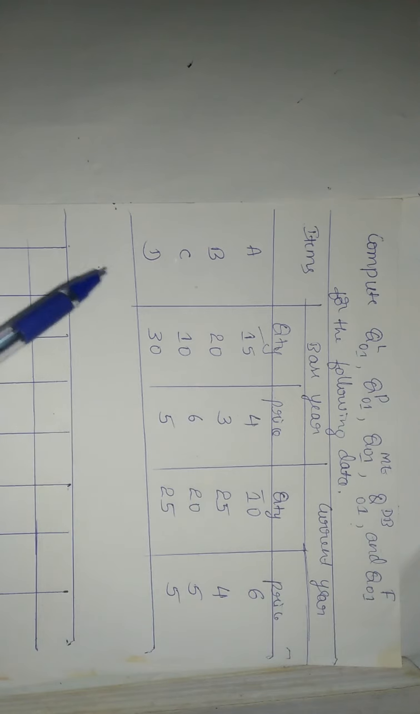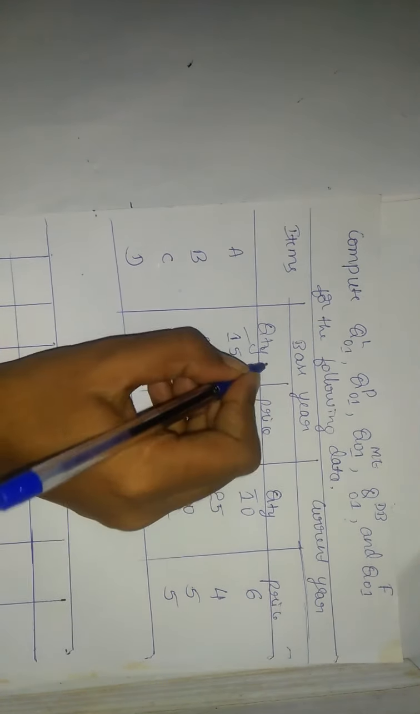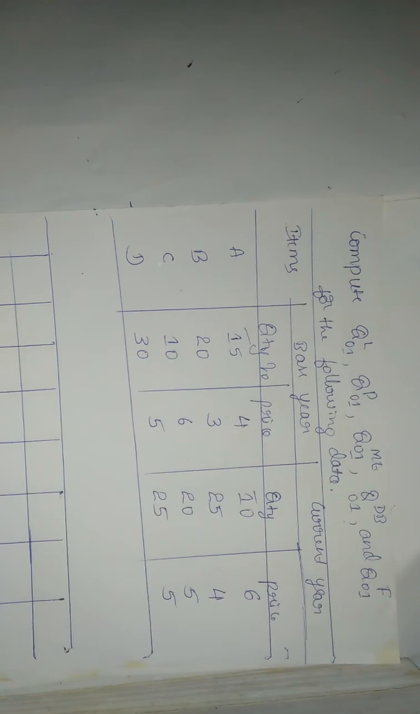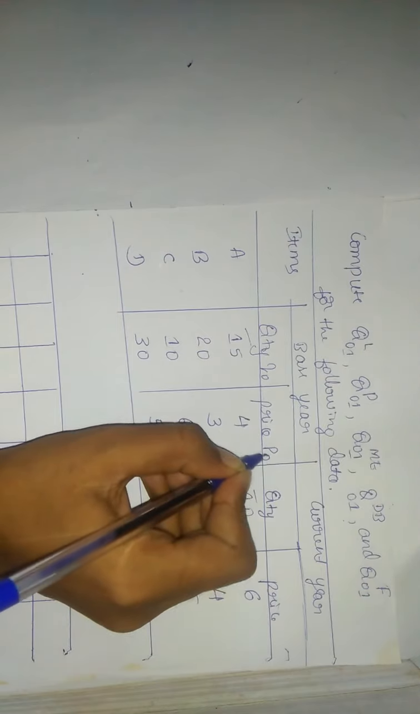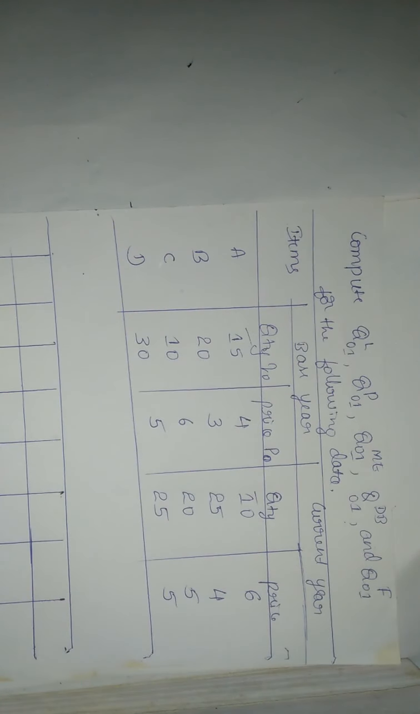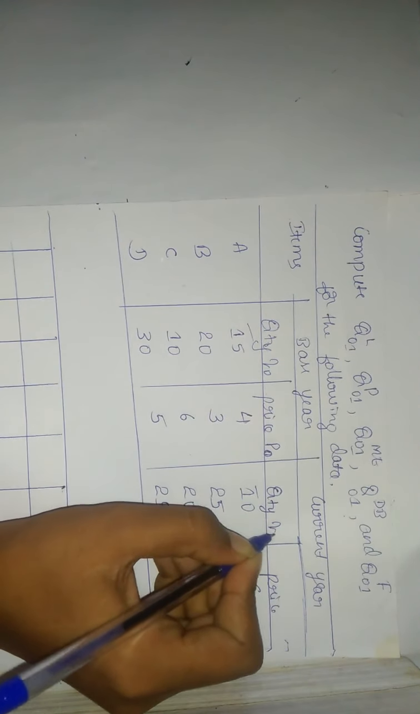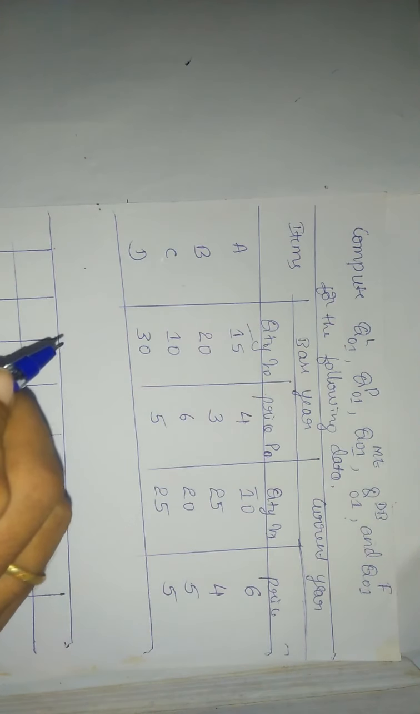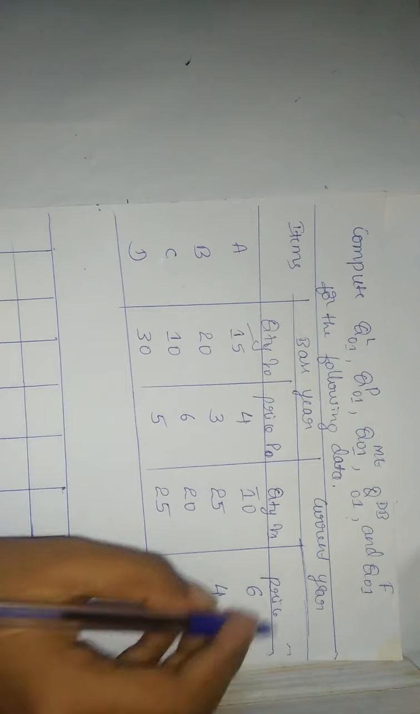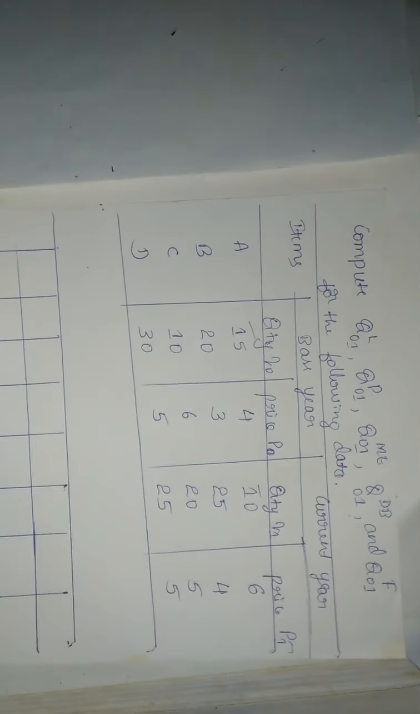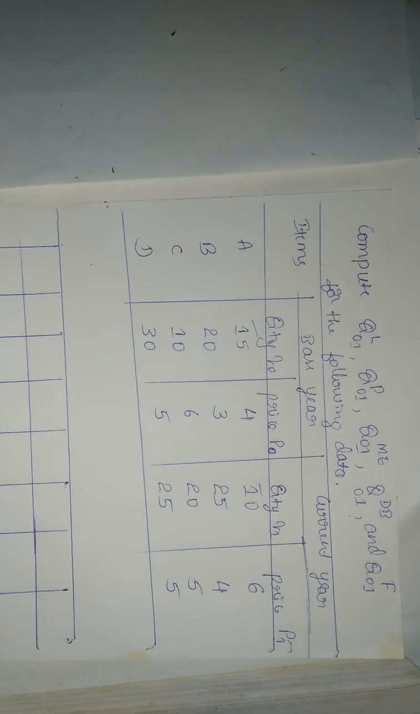So you have to write the base year quantity is denoted as Q naught. Next, base year price is denoted as P naught. Next, current year quantity is denoted as Q1. Then current year price is denoted as P1.